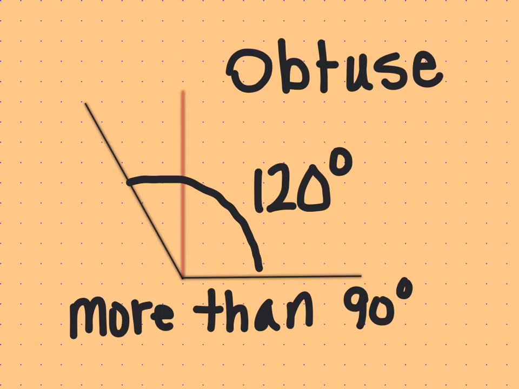Okay. The next type that I would like to talk about is going to be an acute angle. Again, I have my red line to show you where 90 degrees is. So I'm going to go ahead and draw for you an acute angle. You will notice that this angle is going to measure less than 90 degrees.